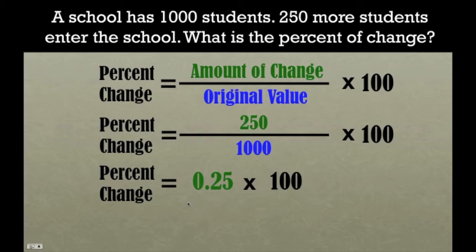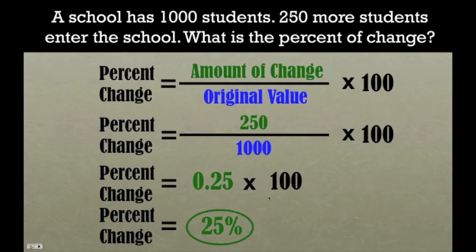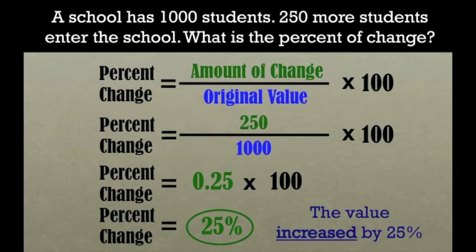And now we've got the percent of change equals 0.25 times 100, which gives us 25%. Now, is this a percent increase, a percent decrease, or is it just a percent of change that we can't tell? Well, it's actually a percent increase. And even though most of the time when we use this formula, we can't tell, based on the wording in the problem, we can. It says 250 more students enter the school. And because we know 250 more students enter the school, that means there's going to be an additional 250. So our value is going to go up. Therefore, it's a percent increase by 25%.